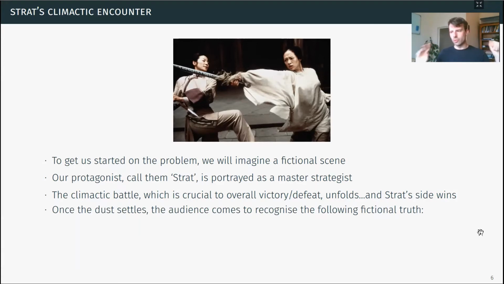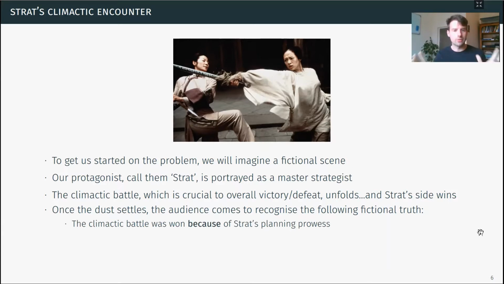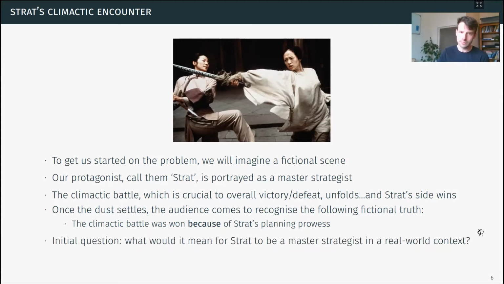Now, of course, this will probably be uncertain, it may well be suspenseful, we don't know what the outcome is going to be. But we can imagine that once the dust has settled, the audience comes to recognize the following as a fictional truth: the climactic battle was won because of Strat's planning prowess. It seems plausible to me that this is something we want to say about certain kinds of fictional scenes that are depicted to us.